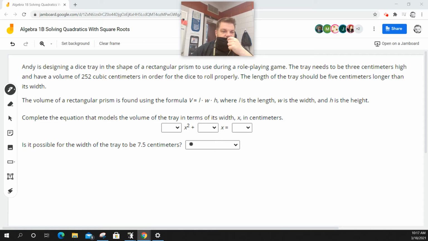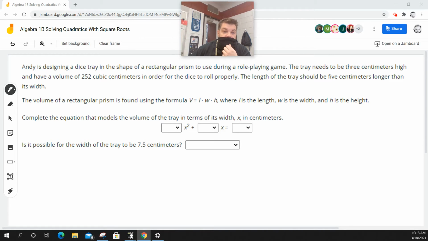Andy is designing a dice tray in the shape of a rectangular prism to use during role-playing games. The tray needs to be 3 centimeters high and have a volume of 252 cubic centimeters in order for the dice to roll properly. The length of the tray should be 5 centimeters longer than its width.